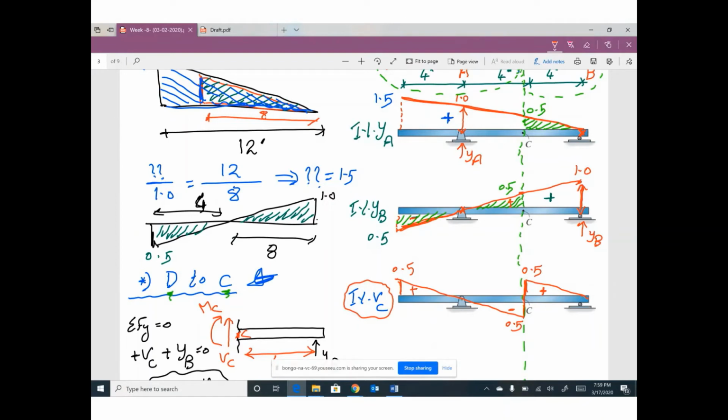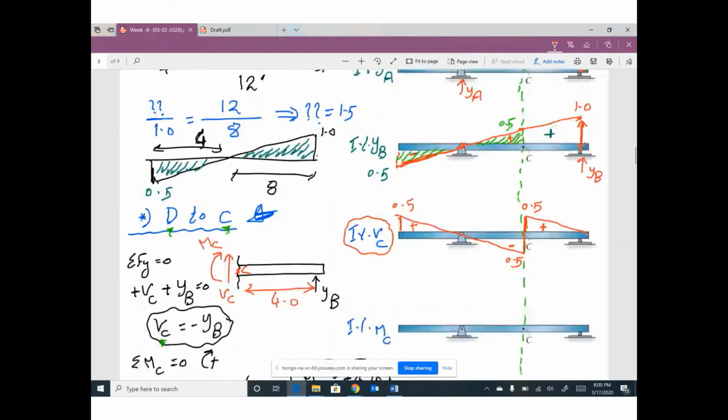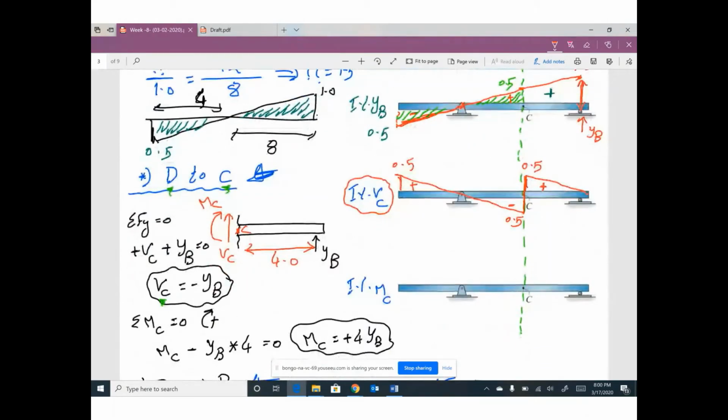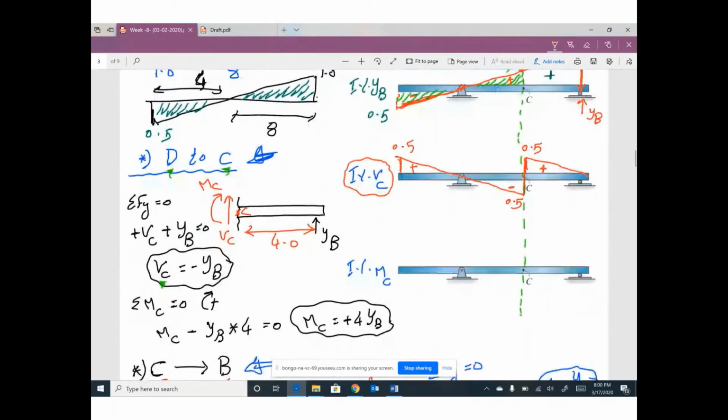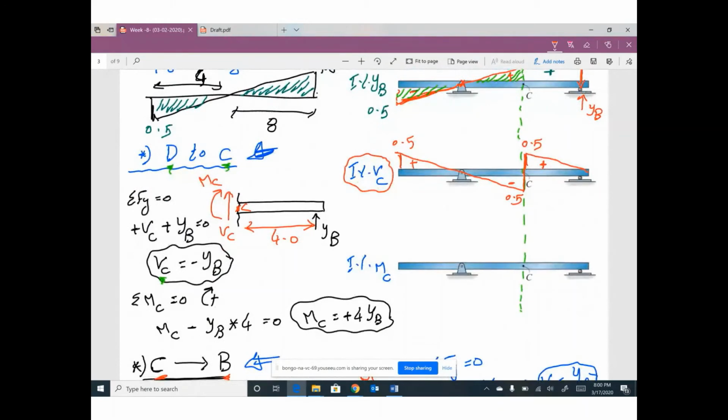The same sequence applies to draw the influence line for moment at C. Let's go back to the first trip. From D to C, your moment equals YB times 4.